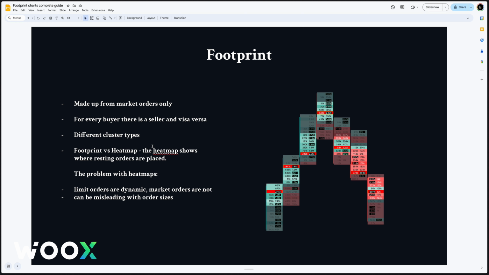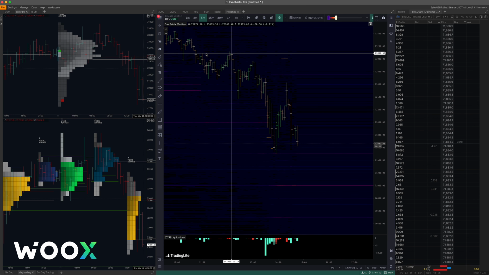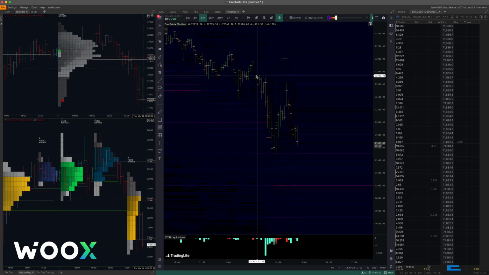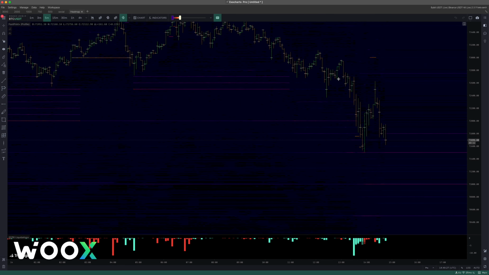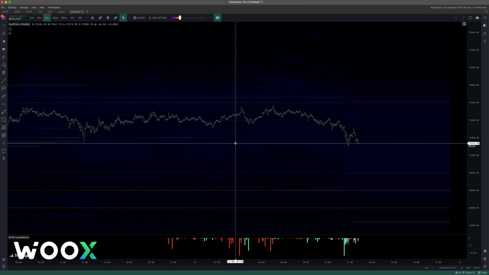So this is what I wanted to really cover to begin with. Probably a lot of you are familiar with heat maps. I've just brought this up on the main chart here, so you can have multiple different workspaces. This is a heat map, and everyone's looking at where limit orders are, and there are some benefits to this, but I'm going to talk about the footprint in a second.